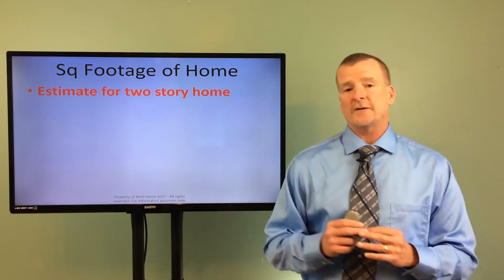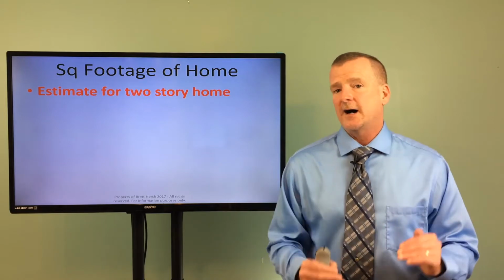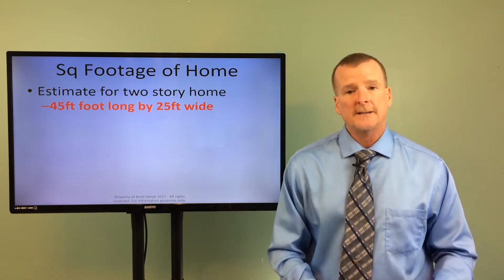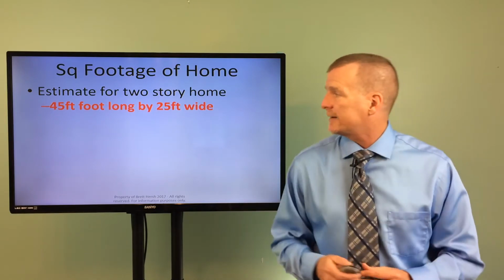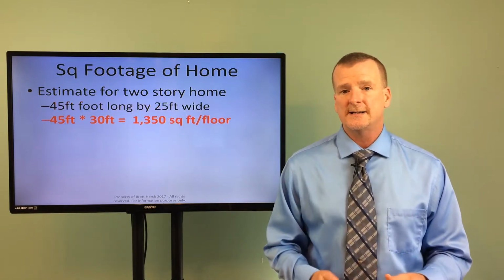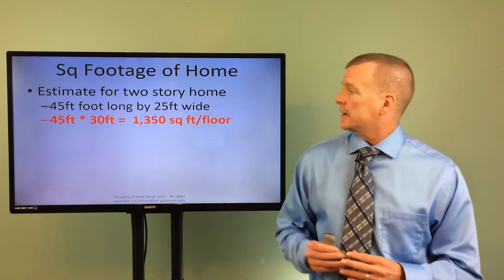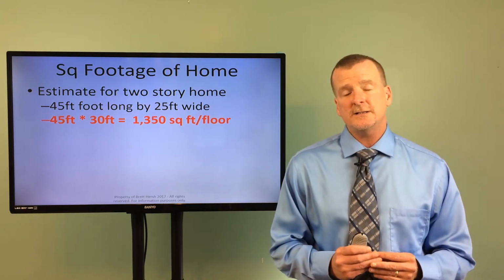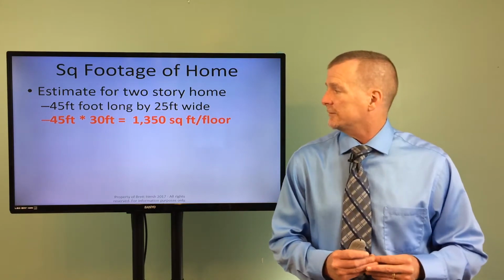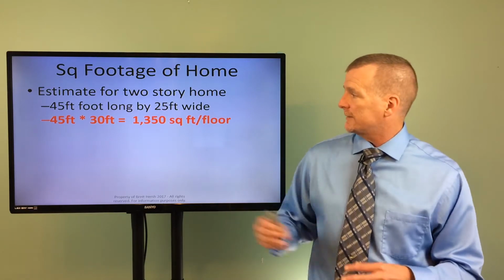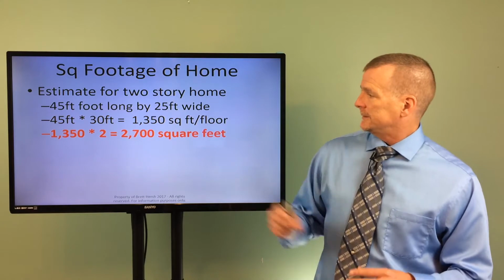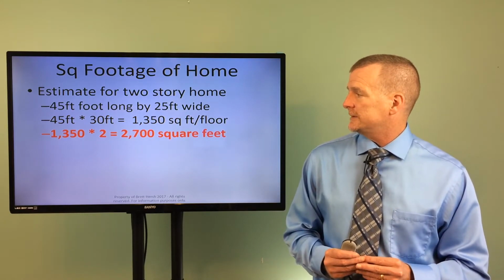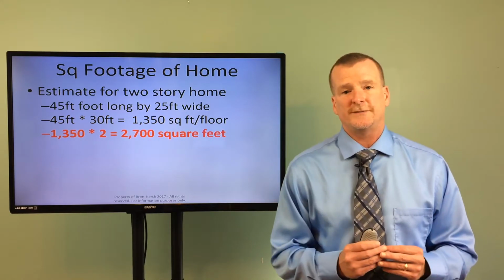Okay, here's a quick estimate, let's say you have a 2-story home. This is a quick way to get to your total square footage of the home. Let's say that home is 45 foot by 30 foot wide. There you go. Each floor has 1,350 feet. So 45 times 30 is 1,350. You got 2 stories, so 1,350 times 2, you got 2,700 total square feet in that house.